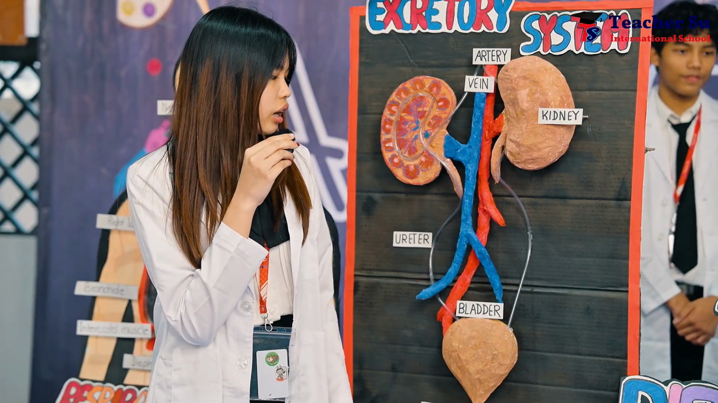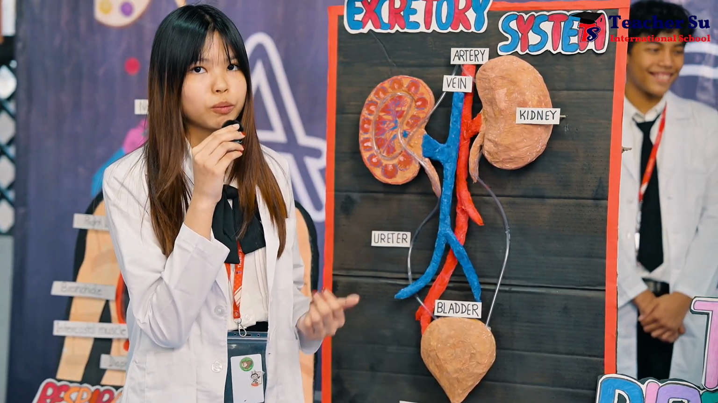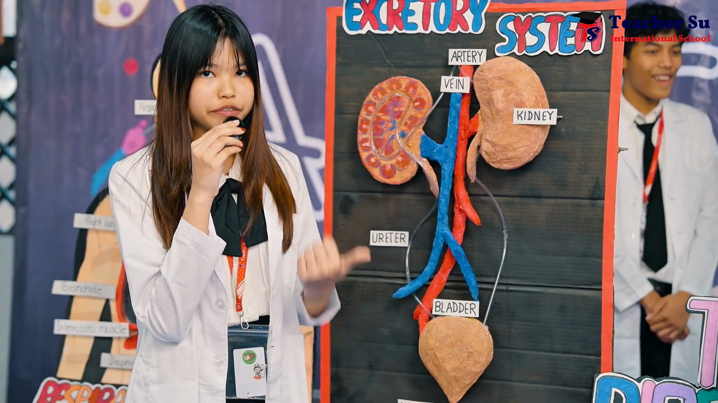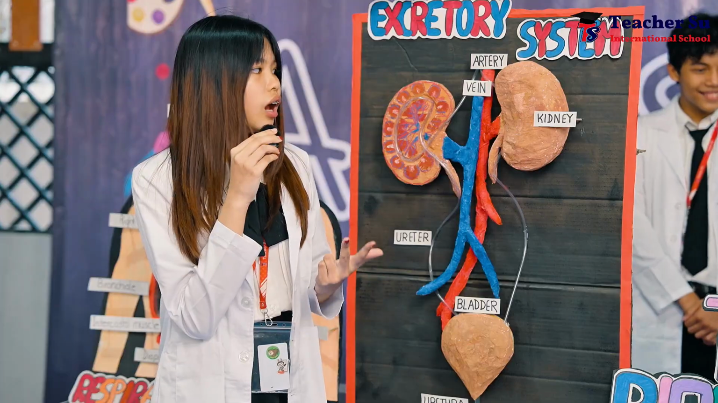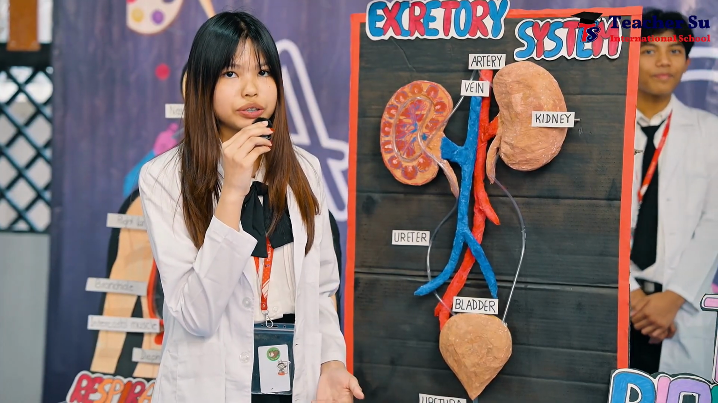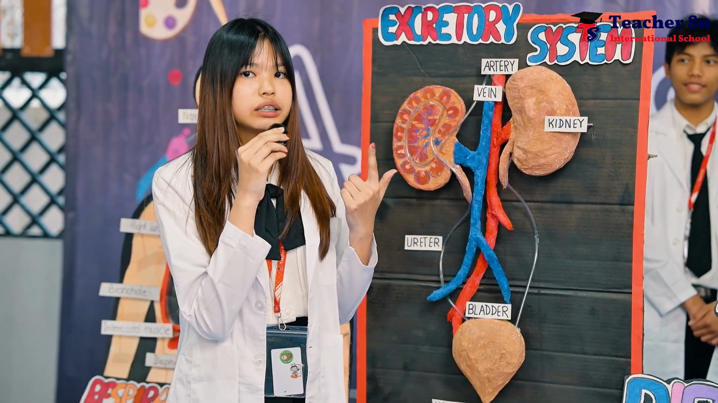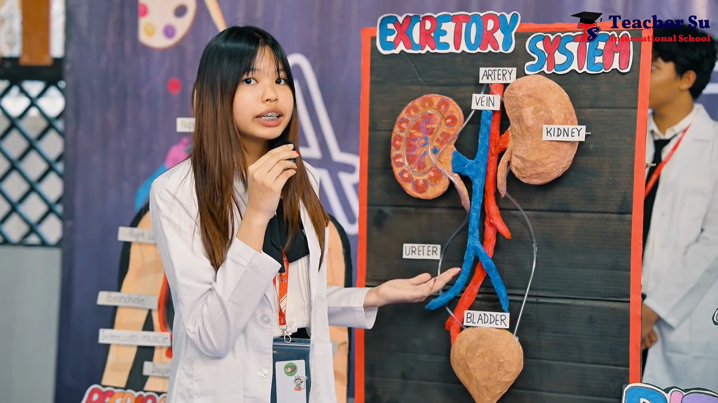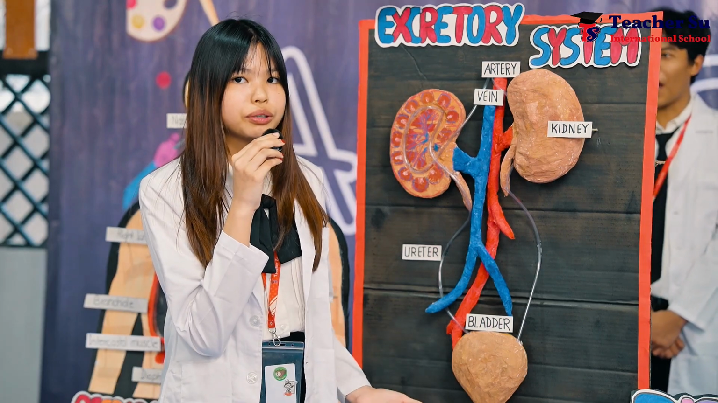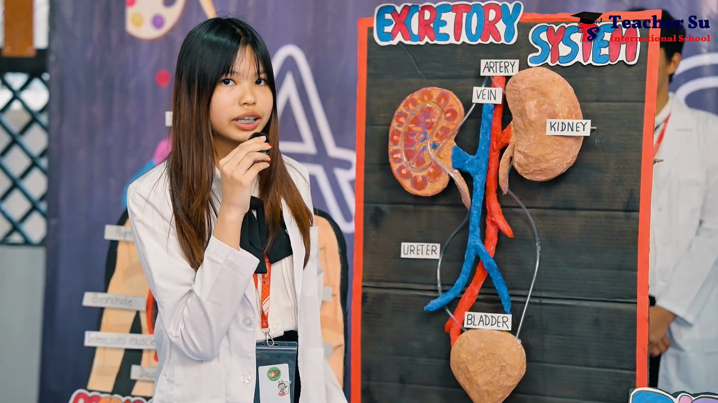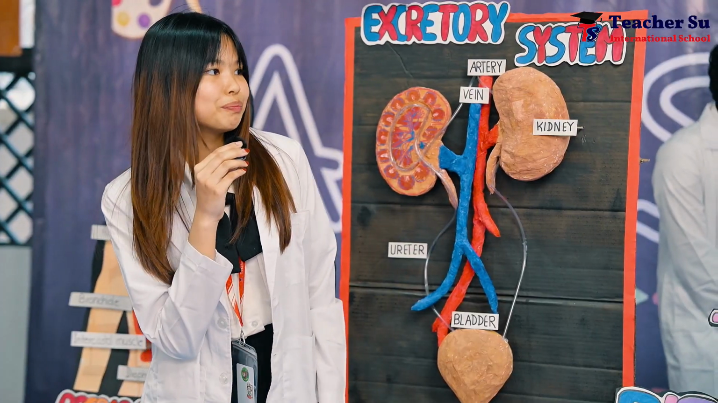If we do not, the waste products can build up in the blood and cause problems such as urinary tract infection, swelling, high blood pressure, and kidney failure. However, if we take care of our excretory system very well by drinking enough water, avoiding too much salt, and eating healthy food, the kidneys can work properly. So in conclusion, a healthy excretory system helps remove toxins, maintain balance in the body, and keep us alive and well. Thank you.